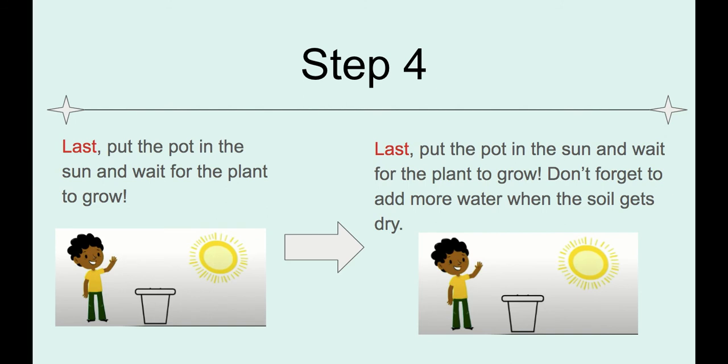Now my final step, I said last, put the pot in the sun and wait for the plant to grow. Well, we did this, and I realized I didn't say that you have to actually keep watering the plant when the soil gets dry. If you don't water the plant, then the plant is just going to basically die because it doesn't get the water it needs. So I changed it to, last, put the pot in the sun and wait for the plant to grow. Don't forget to add more water when the soil gets dry.